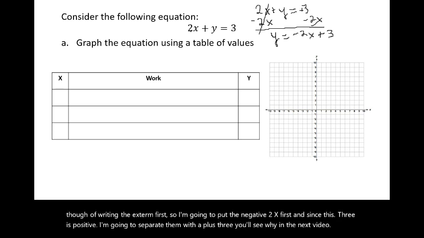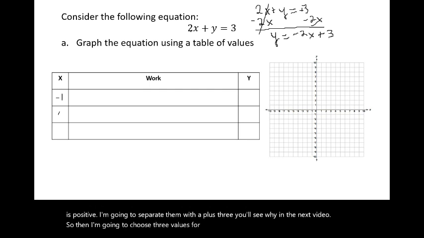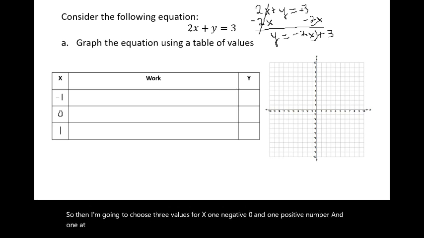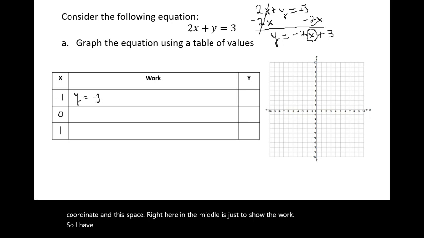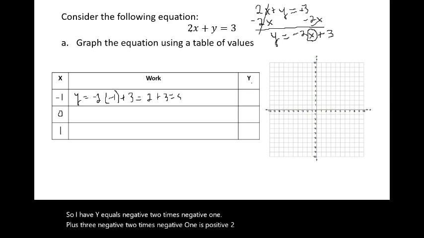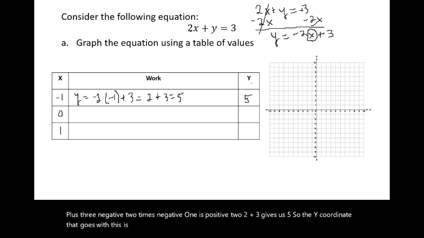So then I'm going to choose 3 values for x, one negative number, 0, and one positive number, and one at a time I'm going to plug them into this equation in for x to get their corresponding y coordinate, and this space right here in the middle is just to show the work. So I have y equals negative 2 times negative 1 plus 3. Negative 2 times negative 1 is positive 2. 2 plus 3 gives us 5. So the y coordinate that goes with this is 5. So I'm going to plot this as the ordered pair negative 1, comma 5. Negative 1, comma 5 is about right there.